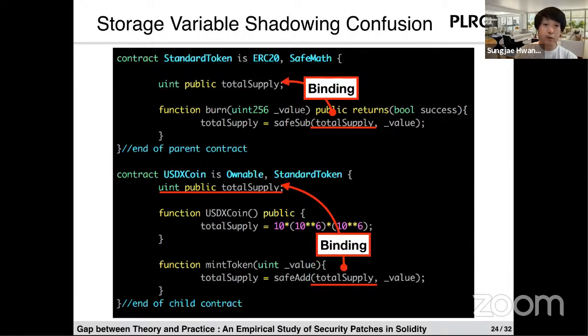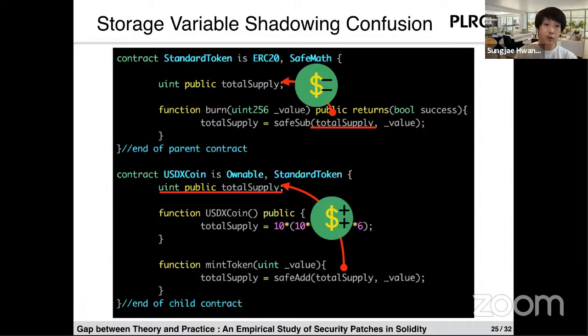The problem is that the function burn in the parent contract refers to the variable total supply defined in the parent, whereas the function mint token in the child contract refers to the variable total supply defined in the child. So the function burn reduces the total supply defined in the parent, while the function mint token increases the total supply defined in the child. We call this pattern the function complete pattern.